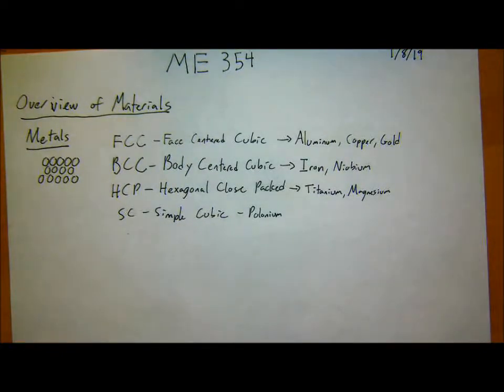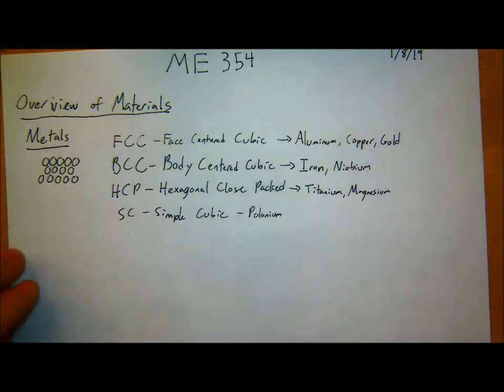So each of these structures has a very profound influence on how the pure materials deform, and that itself is a whole big field of research that I'm not going to get into. But as these metals deform, they form what are known as dislocations. Does that term sound familiar?